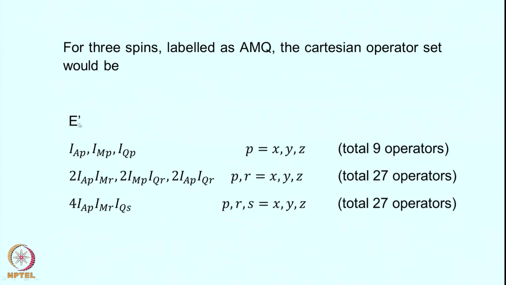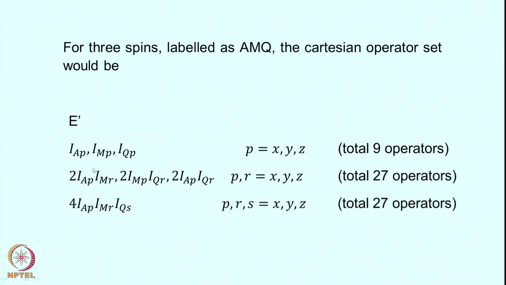So here it is the unit matrix once more, and then I will have IAP, IMP, IQP, where P goes from X, Y, Z. So there will be a total of 9 operators. A, M and Q are the 3 spin symbols, and P goes from X, Y, Z. This represents the Cartesian index.